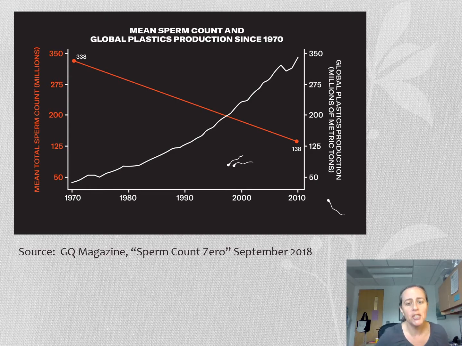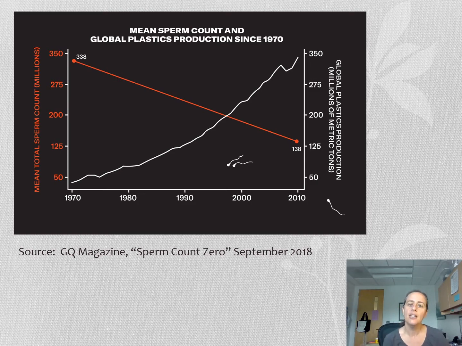So GQ magazine did an article that I thought was pretty well done called Sperm Count Zero. And so they included this graphic here. So we're looking at two different things. So in the red, we are seeing the average mean total sperm count in millions. And so you can see that in 1970, it was at 338. And then in 2010, it was down to 138, which is less than half, right? Less than half as many sperm as we used to be seeing. So that's pretty alarming. Just 2 points on that graph, though. So I'd like to see them put some more studies in there because I think it might not be quite that clear cut.